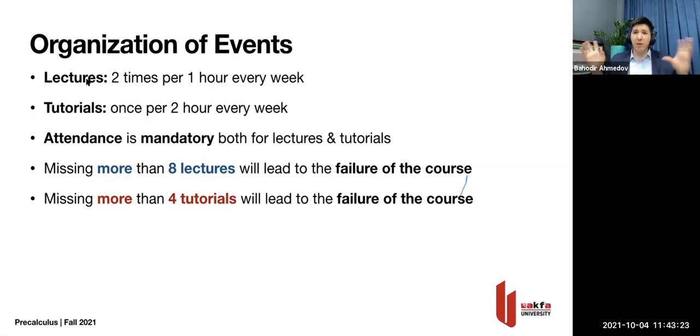The general idea of the organization of the course is that we are going to discuss the conceptual things during the lectures. Then when you come to the tutorials, you're going to simply solve problems. The tutors are going to give you problems, then go through the classes and ask questions. You're going to get lots of practice there. Both lectures and tutorials are mandatory. If you miss more than 8 lectures, you're going to fail this course. If you miss more than 4 tutorials, you're going to fail this course.